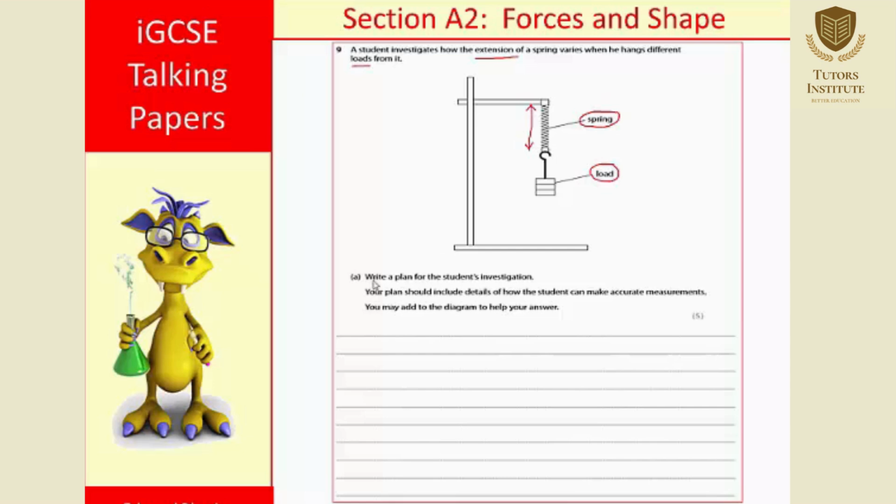Okay, so part A, write a plan for the student's investigation. The command word is "plan". Your plan should include details of how the student can make accurate measurements. So there's a clue there of what they want: details about accurate measurements. And you may add to the diagram to help you answer. All that's not really required, okay? It's only there if you really want to.